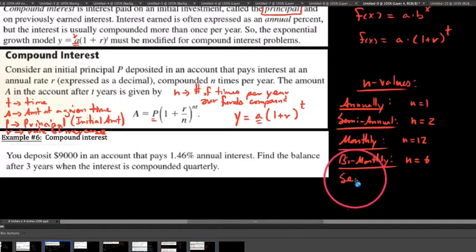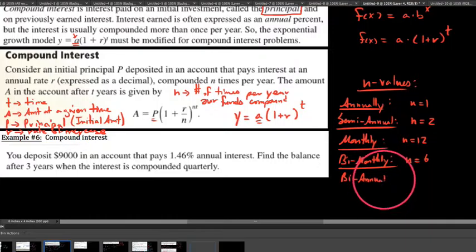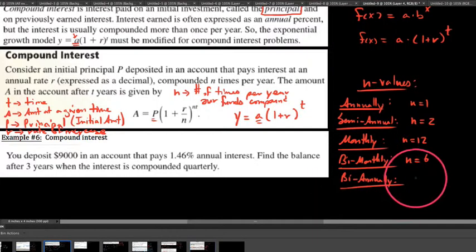And then one that I want to mention here is biannually. Biannually, interestingly, means every 2 years. And so biannual investments compound only half a time each year, because in a total of 2 years it will have compounded once. And so these are examples of different n values.